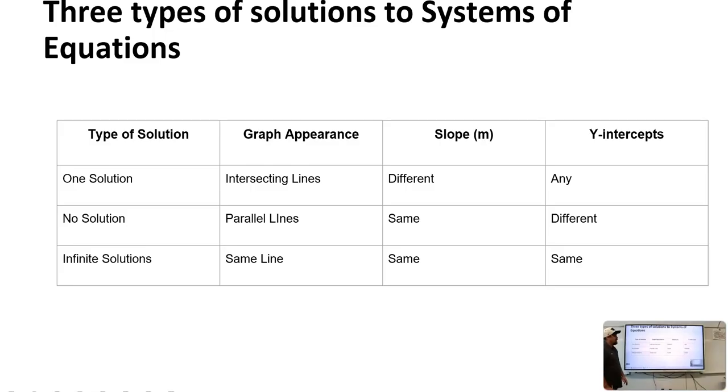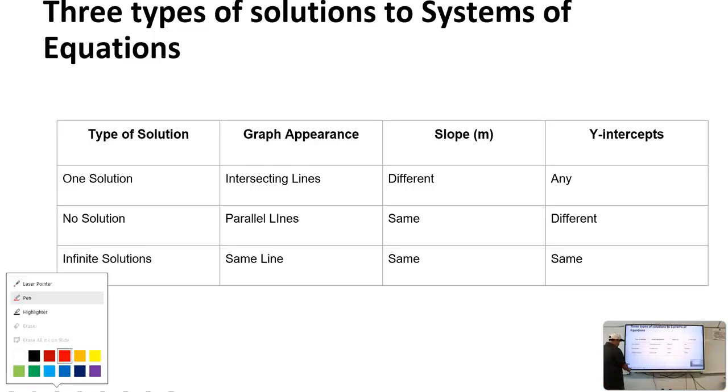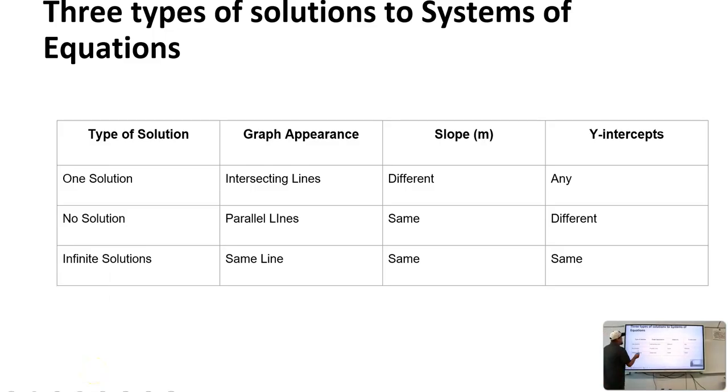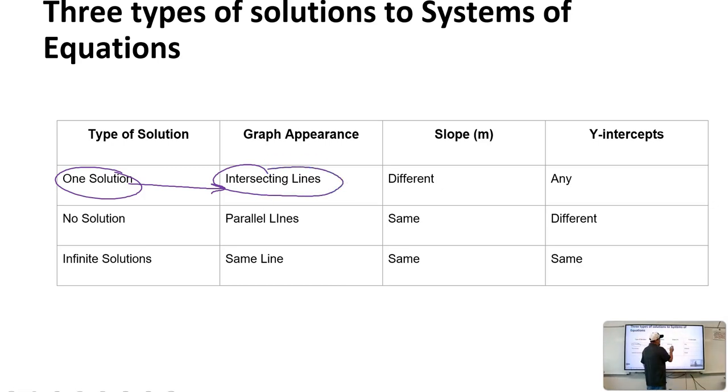So I put it in a table right here to hopefully organize it a little better for us. So if something has one solution, the graphing appearance means lines are intersecting in one spot. If you're looking at the actual equation, you're going to have a different slope, and the y-intercepts are any, meaning they could be different y-intercepts, or they could be the same.